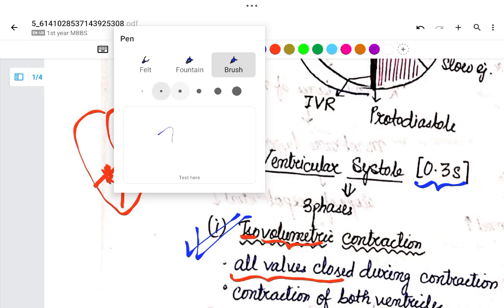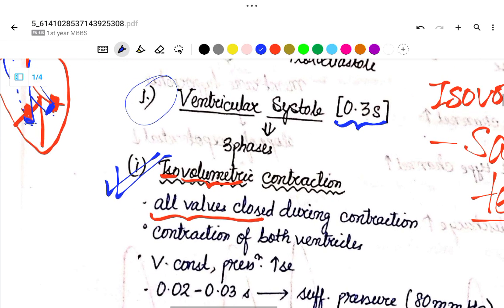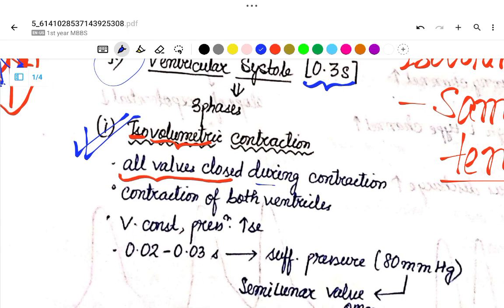Let me draw the semilunar valves. The semilunar valves are also closed, right? This is the aorta, and this is also closed. So all the valves are closed in the isovolumetric contraction.